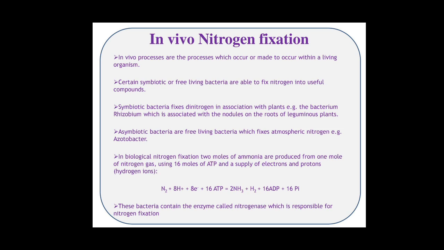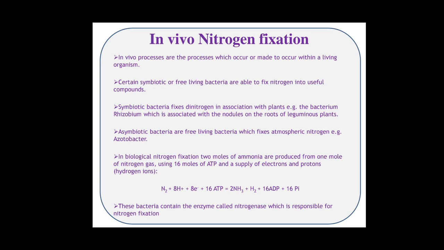Asymbiotic bacteria are free living bacteria which fix atmospheric nitrogen, for example, azotobacter. In biological nitrogen fixation, 2 moles of ammonia are produced from 1 mole of nitrogen gas using 16 molecules of ATP and a supply of electrons and protons. Here ATP stands for adenosine triphosphate.